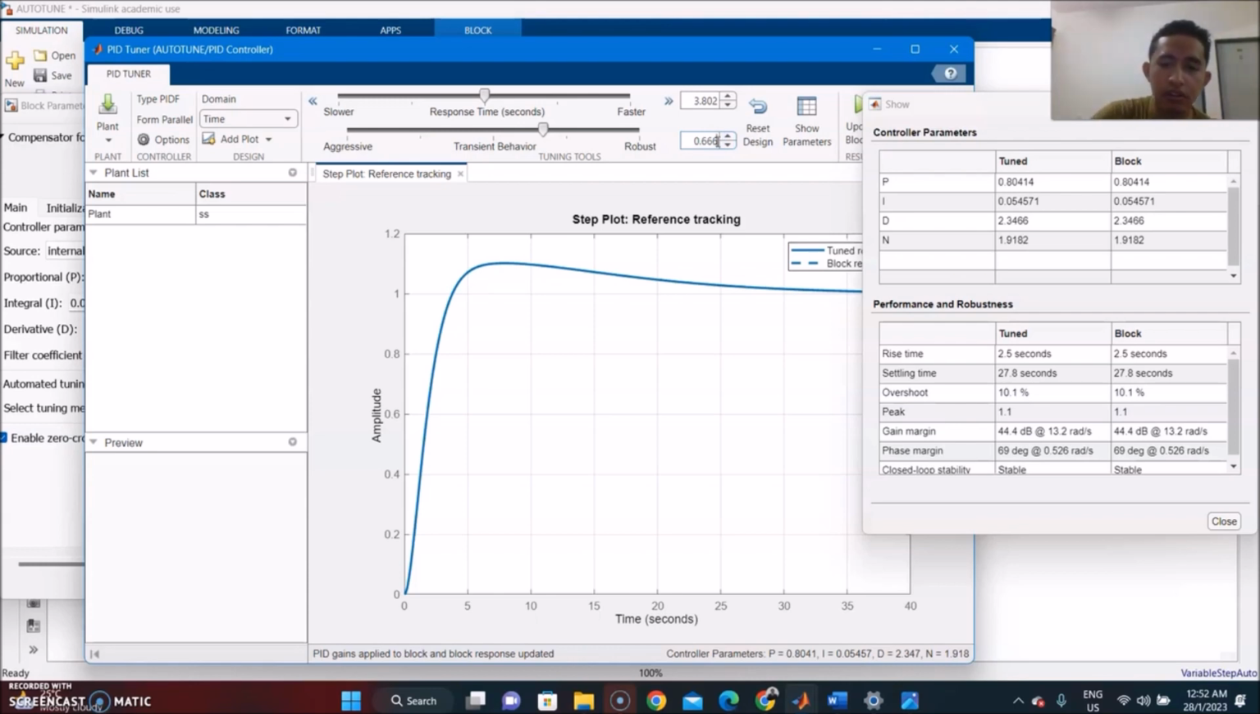Then we set the graph. After we set the graph, the overshoot is less than 10. This overshoot should be less than 10 because if there is a higher overshoot, the accuracy will be low.